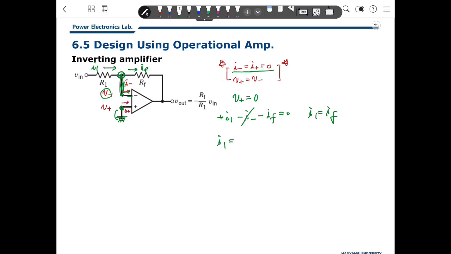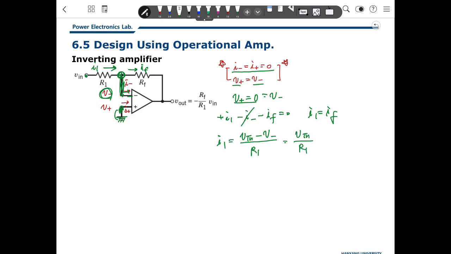Because I1 current here, I1 is Vin over R1. This is Vin and this is V minus, so Vin minus V minus. But V plus and V minus are equal, and based on this node equation, V plus is 0. So V minus is 0. So that will be Vin.